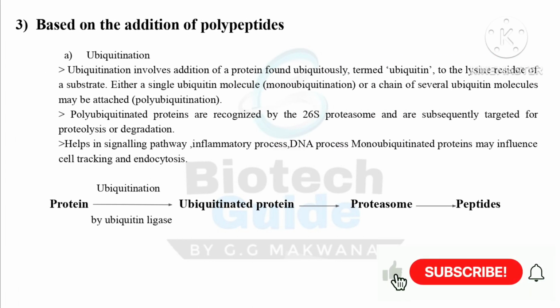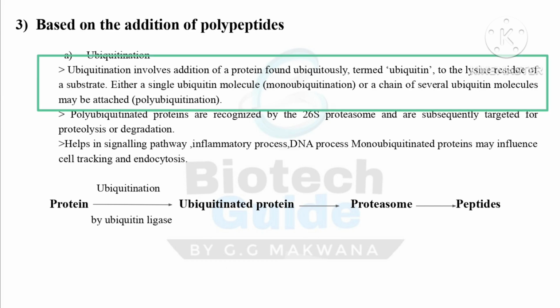Then third, based on the addition of a polypeptide. Here polypeptide means a small protein, which is defined as ubiquitin. So let us see the ubiquitination process. Mechanism: ubiquitination involves the addition of a protein found ubiquitously, termed ubiquitin, to a lysine residue of a substrate. If a single ubiquitin molecule is added, it is defined as monoubiquitination, and if several, as polyubiquitination. So this is the mechanism.